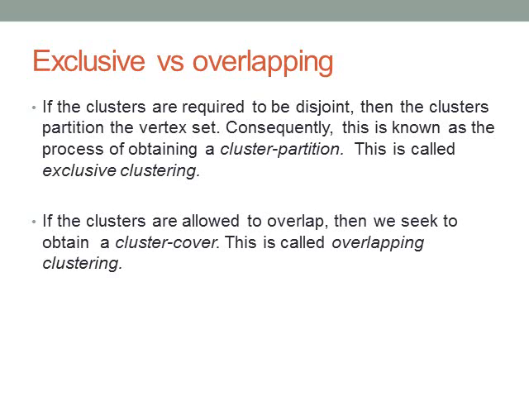Now, what types of clusters are we seeking? There are two types that we can talk about. The clusters can be exclusive, or they can be intersecting or overlapping. In the case that they are exclusive, what we actually have is a partition of the vertex set, and so the process is called a cluster partition. If the clusters are allowed to overlap, then we seek to obtain a cluster cover.